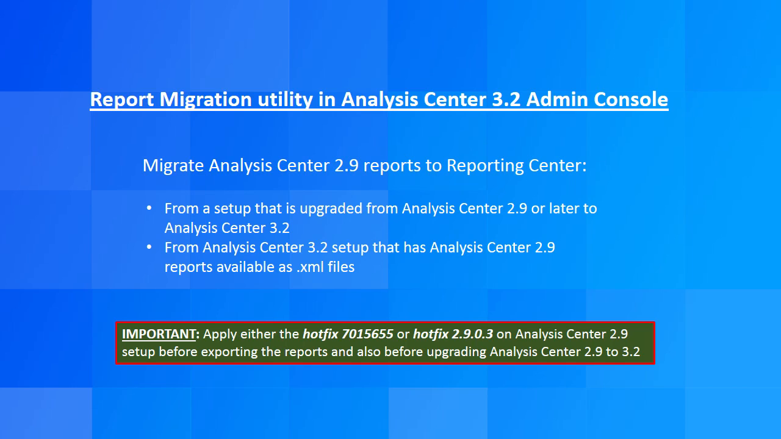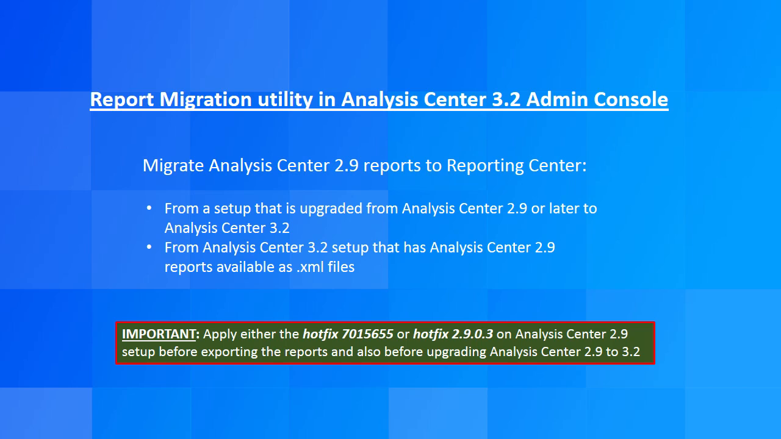This utility will help you to migrate the Analysis Center 2.9 reports to the Reporting Center server in any of the following scenarios: after upgrading your machine from 2.9 setup to 3.2 setup, or if you have 2.9 reports in the XML format on your 3.2 machine. Note that you must apply either of the hotfix on the Analysis Center 2.9 setup before exporting the reports and also before upgrading your 2.9 setup to 3.2. For more information, please refer to our online documentation.